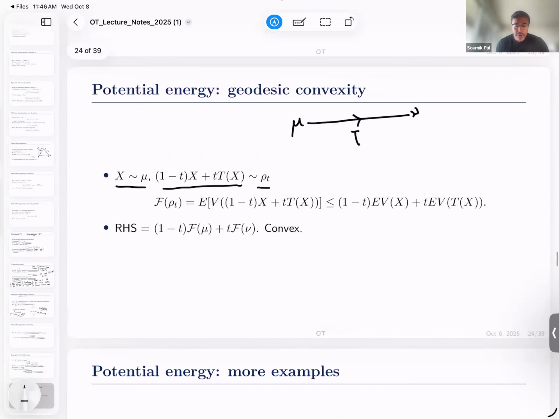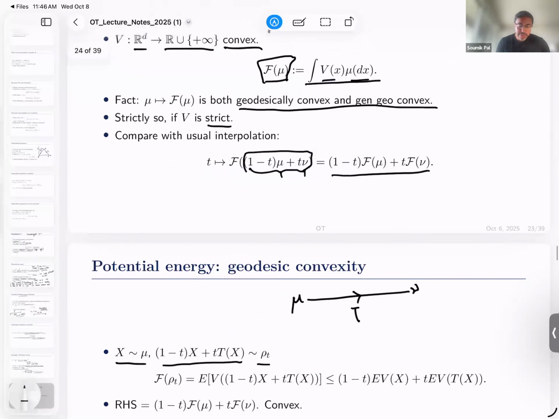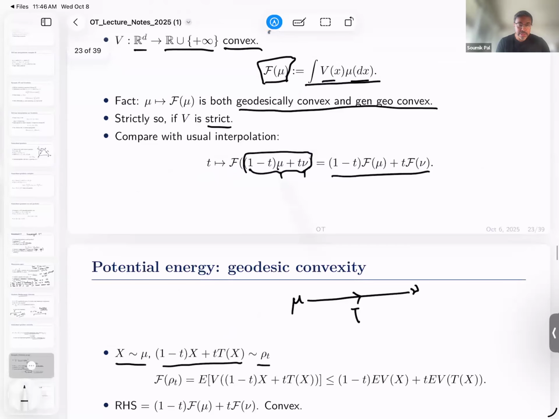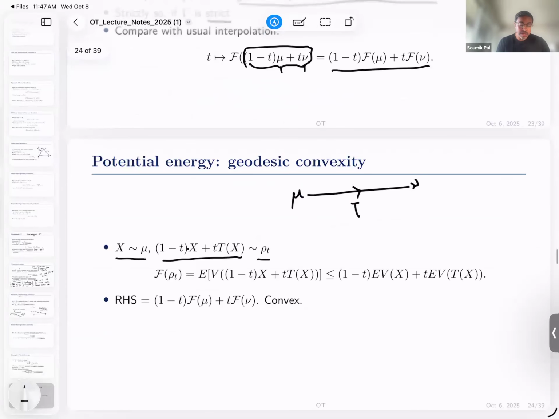Again, spot the difference. My usual mixture model will take 1 minus t of the one measure and t times the other measure and do a mixture of the two. My McCann interpolant will sample a random variable from the initial measure and then consider (1 minus t)x plus t times T(x), where T(x) is, according to the Brenier map, where it is supposed to be at time 1. That has distribution rho t.